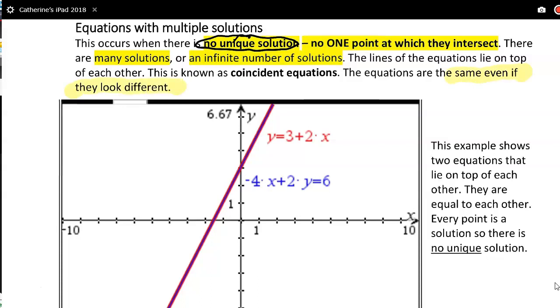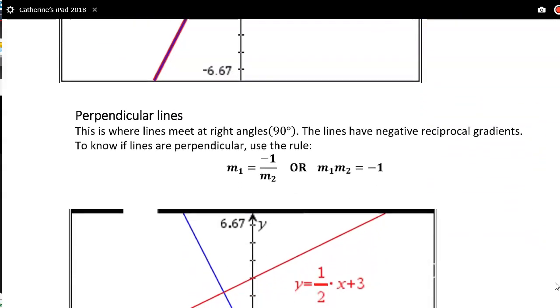10 points for Gryffindor. So this example shows two equations that lie on top of each other. So they are equal to each other. Every point is a potential solution, so there is no unique solution. That's why we say there are multiple solutions. It's not very handy for us when we're trying to find an intersection, but that can go more into what we do later in algebra, in methods and things.